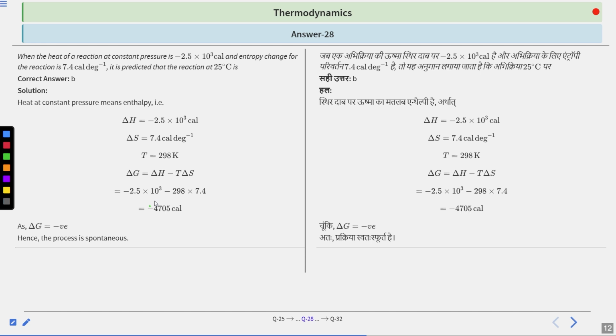Okay, so this is the way we'll solve it. So what are the key points for this question? The first key point is that you should remember this formula. And second thing you must remember is the effect of delta G on the spontaneity of a reaction. Clear? Okay. Now moving on to the next question.